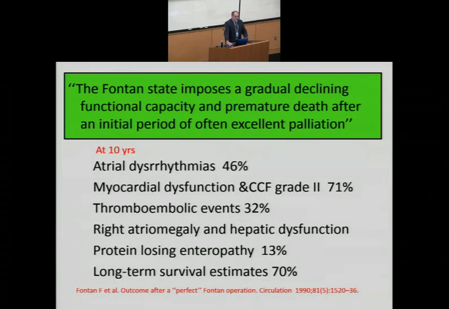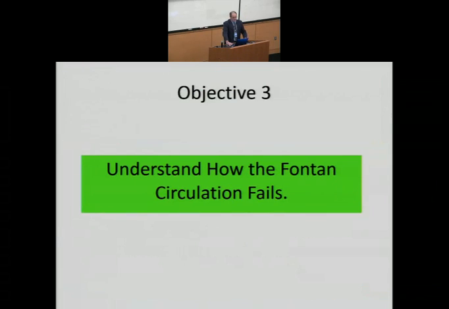And this was the incidence in 1990 of atrial dysrhythmias, very high, myocardial dysfunction in 71%, thromboembolic events, and large atria, hepatic dysfunction, protein-losing enteropathy. But they still were hopeful that there was a 70% long-term survival rate. And that's been shown that the single Fontan operation came out at about 65% some years later.